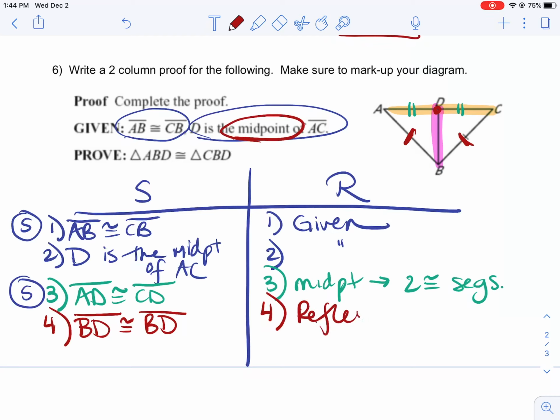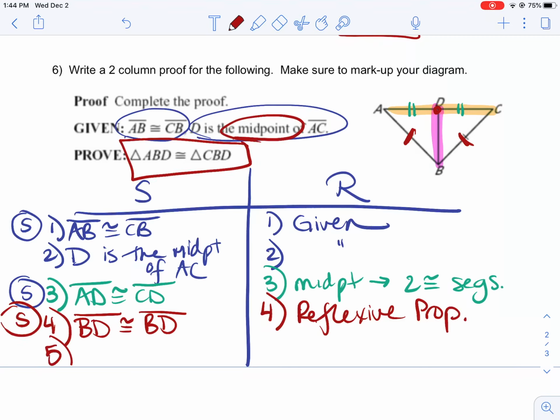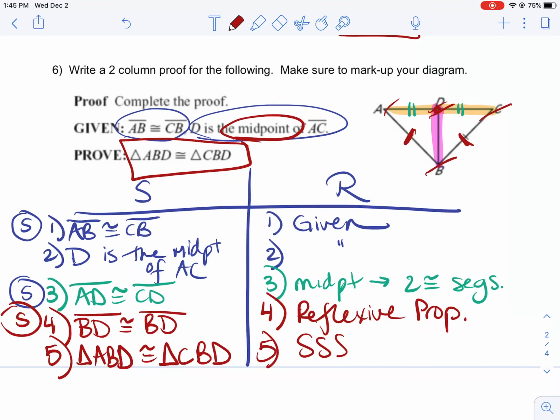So that's gonna be reflexive property. So actually this is sort of easy. Now remember our hint, guys. Take your proof statement and just check it, right? Triangle A to B, D, oops, sorry. A to B to D is congruent to triangle C to B to D. Yep. And the reason for that is SSS.